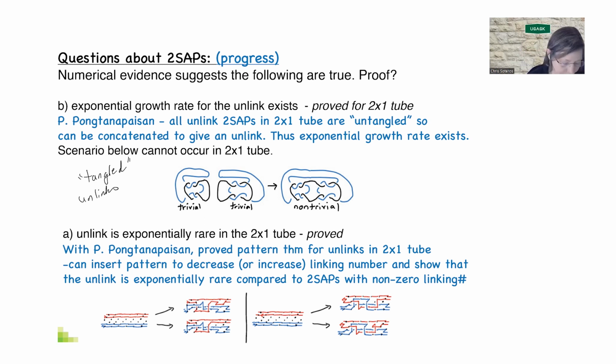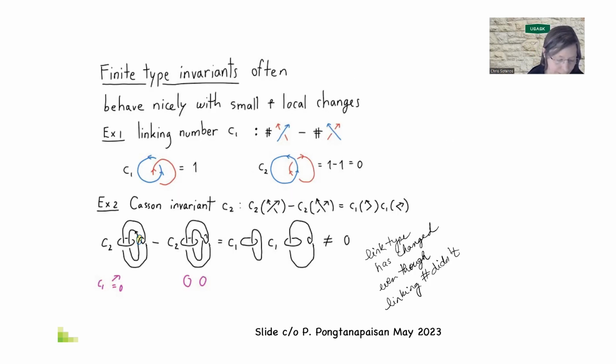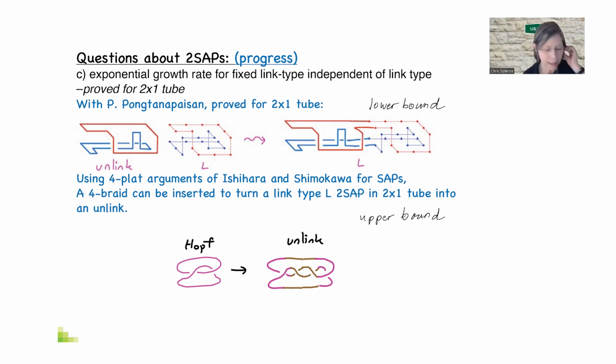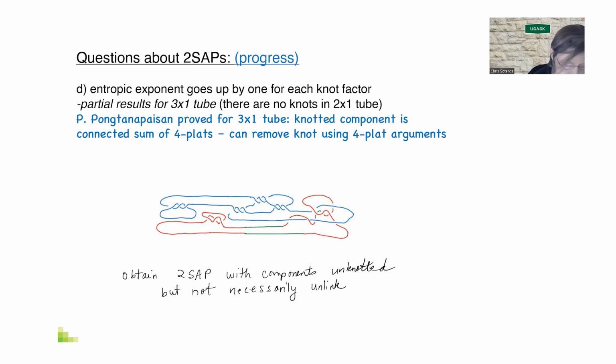basically we can show that there's a density of patterns like this. And because of that, we can show that these must be exponentially rare amongst all of the 2-SAPs. We can use similar arguments and a Casson invariant to show that the unlinks are also exponentially rare amongst linking number 0 2-SAPs. And we can show that in the 2x1 tube, the exponential growth rate for fixed link type is the same as for the unlink.